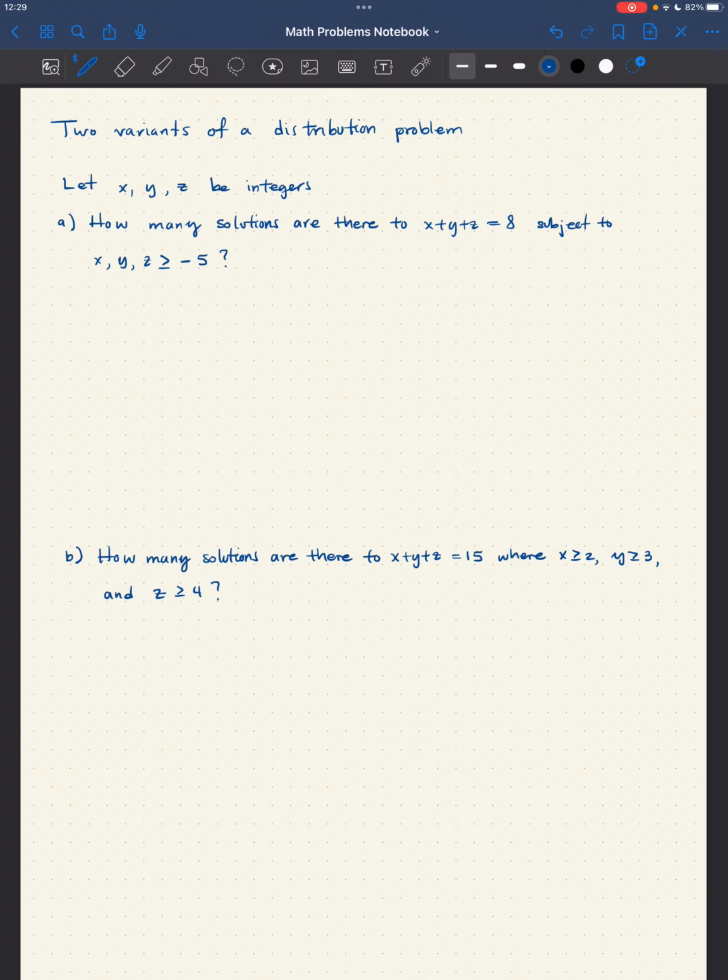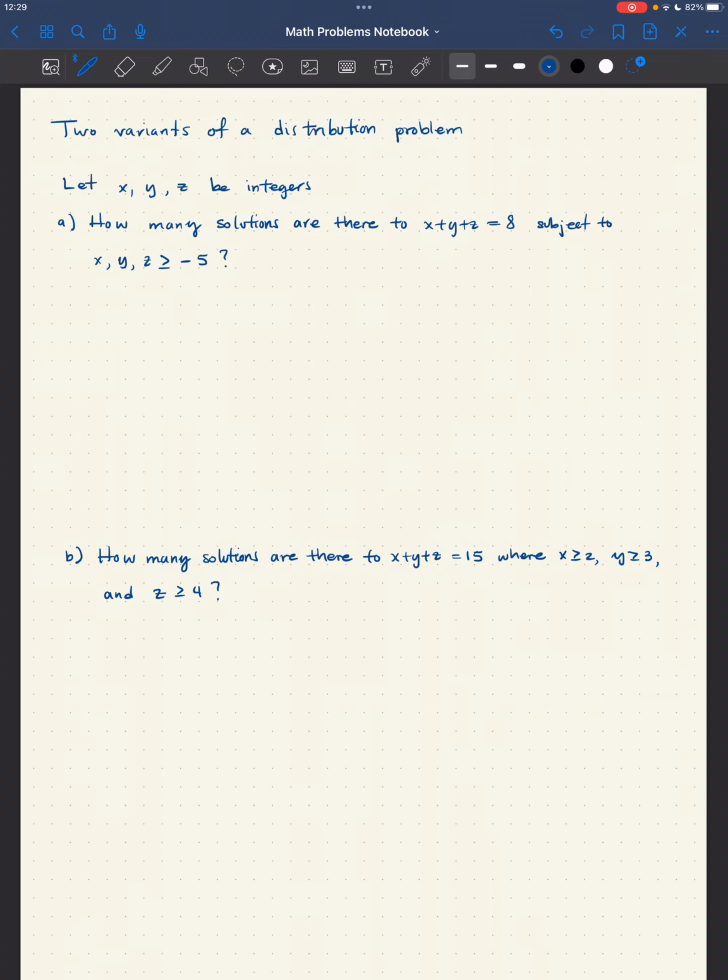Hello, today we start with two variants of a distribution problem. To begin with, let x, y, and z be integers. The first question that we'd like to address is the following. How many solutions are there to the equation x plus y plus z equal to 8, subject to the condition that all these three unknowns are greater or equal than negative 5?